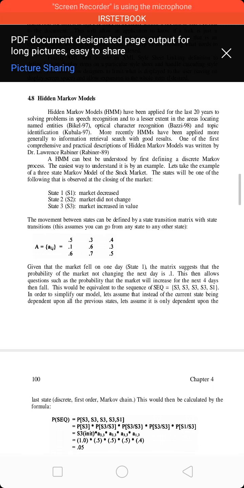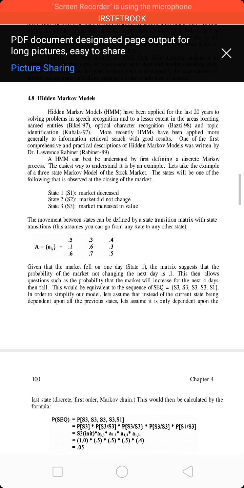In speech recognition we have used it, in optical character recognition we have used it, and in topic identification we are using this formula. HMMs have been applied more generally in information retrieval systems to search with good results. One of the first comprehensive and practical descriptions of the hidden Markov model was written by Lawrence Rabiner.